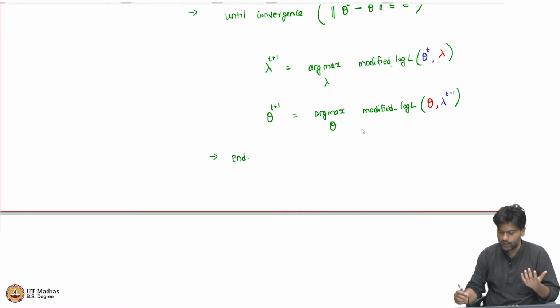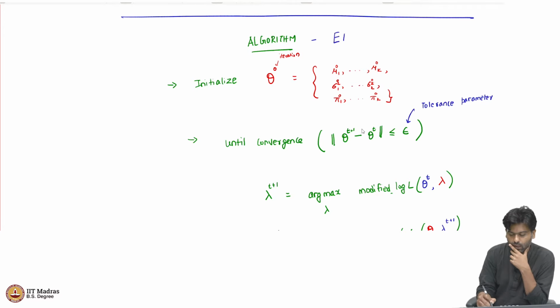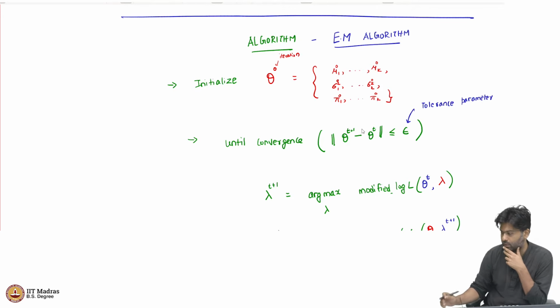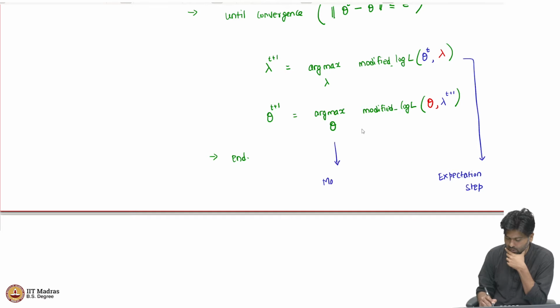Now, this algorithm has a name. This is an instance of a very famous algorithm called the EM algorithm, where E stands for expectation and M stands for maximization, and basically it has two steps. The first step is called the expectation step, and this step is called the maximization step.